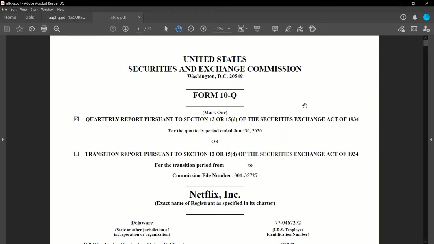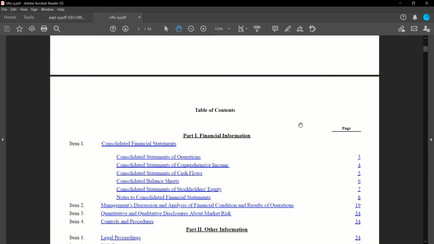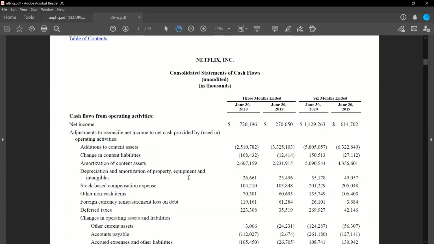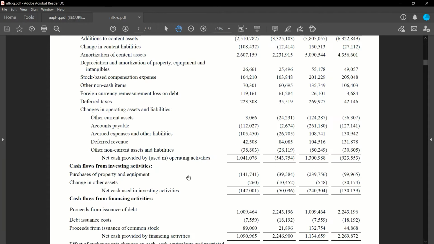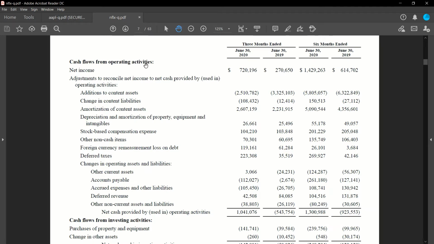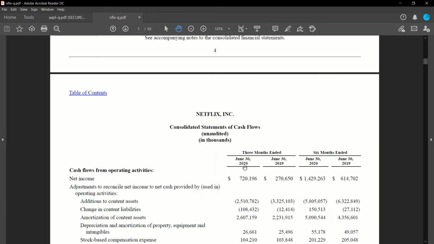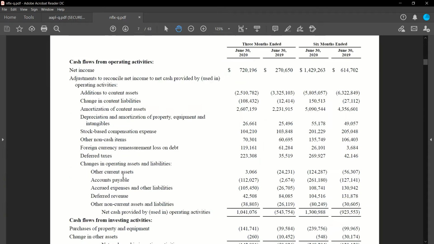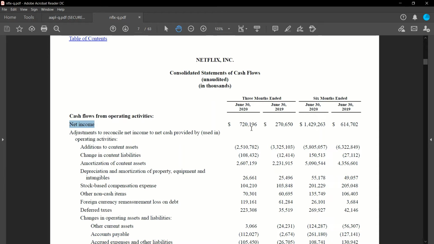So to show you a live example, I have the latest 10Q here from Netflix. So we can use this. We can scroll down and find the statement of cash flows on page 5. So here's what I'm talking about. The cash flow from operating activities. This is 3 months ended June 2020, their latest quarter. And the cash flow from operations starts with net income right here of $720 million, and it adds back all the non-cash items.